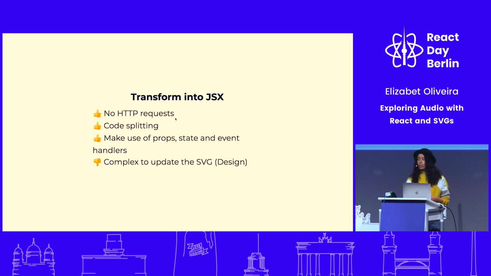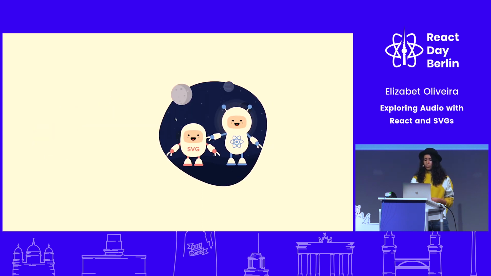It's perfect because we could do code splitting, so I can have a very complex SVG, and then I can split it into different components. I can make use of props, states, and event handlers, but then a bad thing is it's complex to update. If you start having this big illustration, and now you decide to change the design, because you already split it into so many different components, it starts getting really complex.